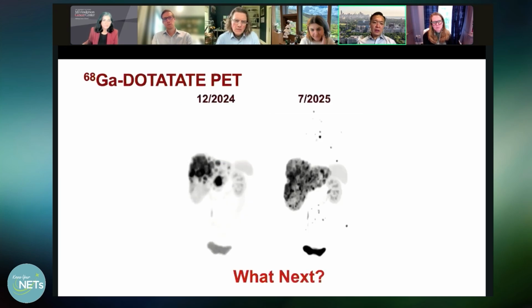And this is a dotatate PET. So in addition to the worsening liver metastases, there are also now diffuse bone metastases. So what will we do in terms of treatment at this juncture? Dr. Soares?